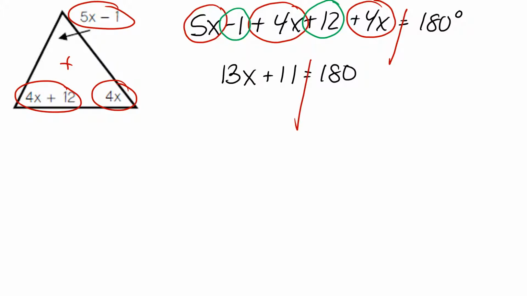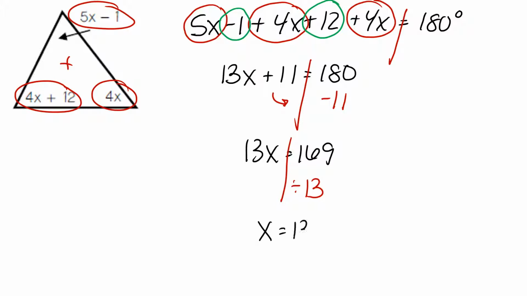Still combining like terms, 11 and 180 are on opposite sides, so we do the opposite operation. Instead of plus 11, we do the opposite. We do a minus 11, which is going to give us a 169. And our last step is to divide. 169 divided by 13 is going to give us 13.